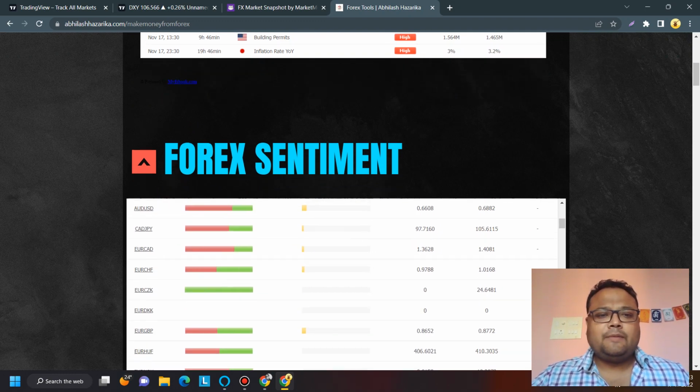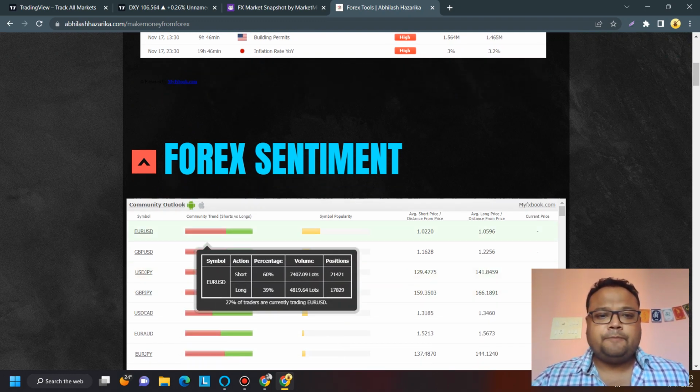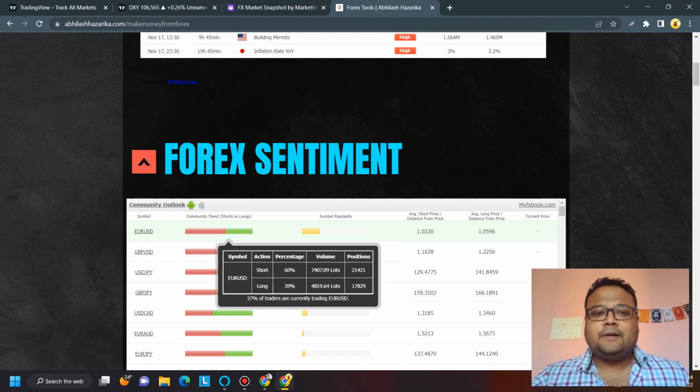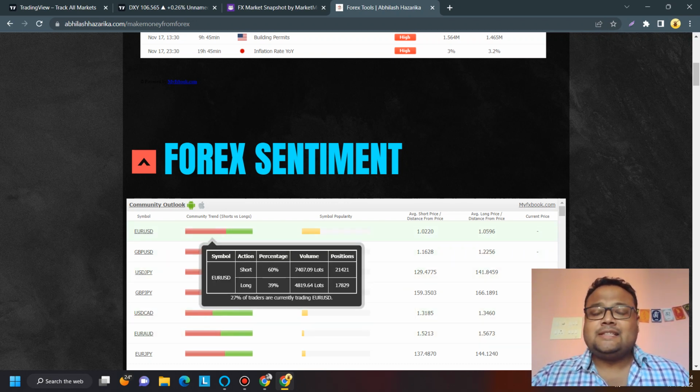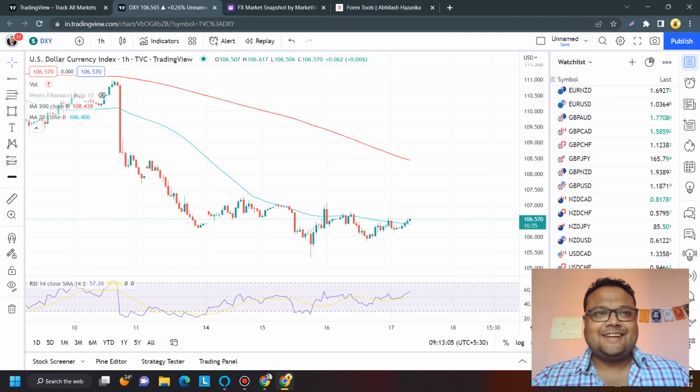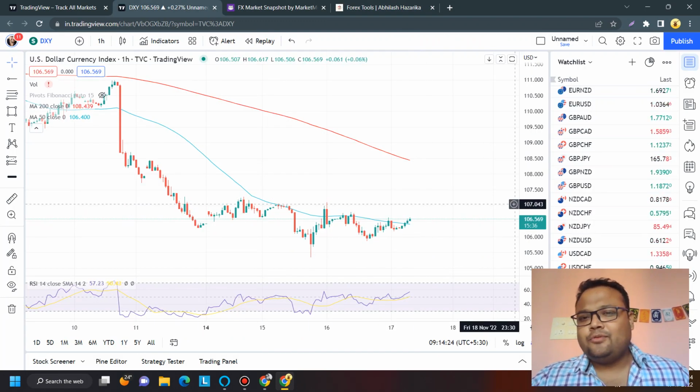And if you look at the Forex sentiment meter here, you can see 60% of retail traders have taken short positions and 39% have taken long positions. So the percentage is changing here. Previously it was around 66% on the short side and around 34% on the long side. And right now you can see 60% of retailers are on the sell side and 39% on the buy side. Let's wait and watch how the market reacts. So DXY's move will be important.